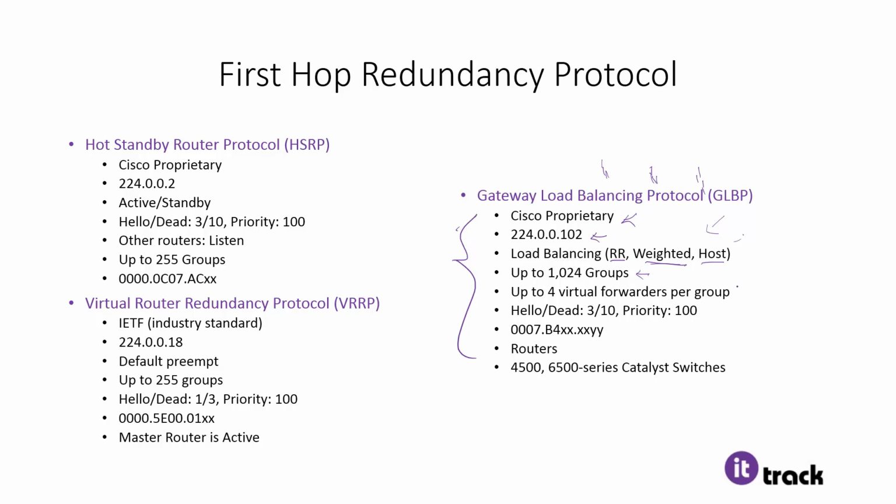You can have as many as 4 virtual forwarders per group, active at the same time. You can have 4 routers providing gateway services simultaneously. In our scenario, we have 3, but you can have up to 4. The hello and dead timers are 3 and 10 seconds, like HSRP. And again, I think this is long.